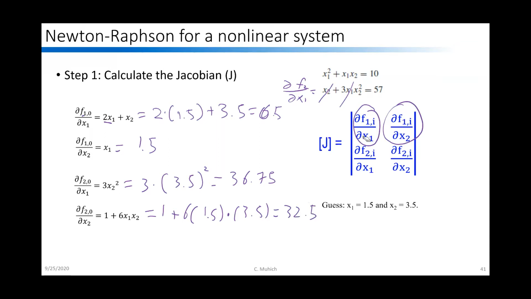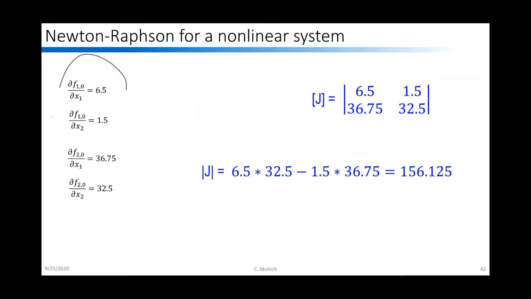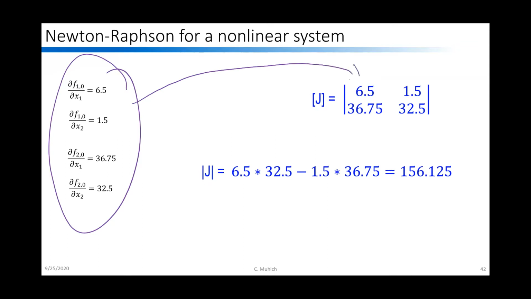Right. So I needed my 4 values for my Jacobian matrix. I now have my 4 values. I'm ready to punch them into my Jacobian. So here are the values. I've just taken them and put them into their matrix form. Remember to take that determinant, which we need for the bottom half of that case. I take 6.5 times 32.5 right here, minus 36.75 times 1.5 here, and I end up getting my determinant value is 156.125. So this is my determinant of my Jacobian.